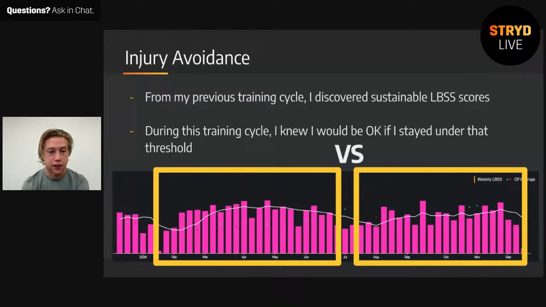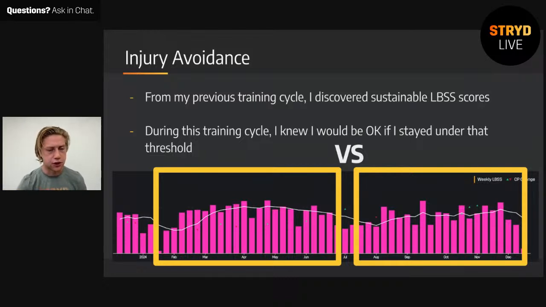And part of my strategy for this training cycle was avoiding injury. And I knew that I had a sustainable lower body stress score from my past cycle. And I knew if I stayed at or below those lower body stress scores, I would probably be okay and be able to maintain a healthy running routine moving forward. So here in these pink bars, we can see my lower body stress score bars from that first training cycle versus the second training cycle. You can see, I was either at or below the level for most of the training cycle.